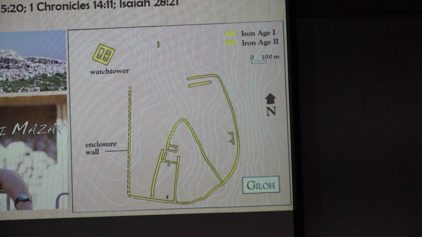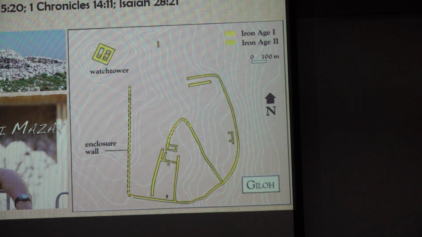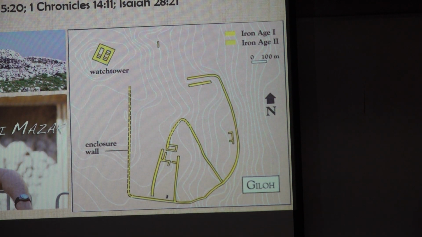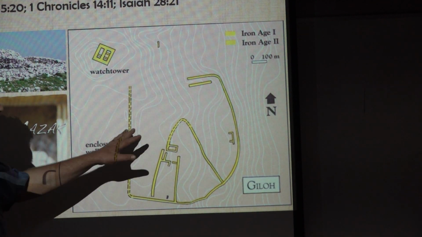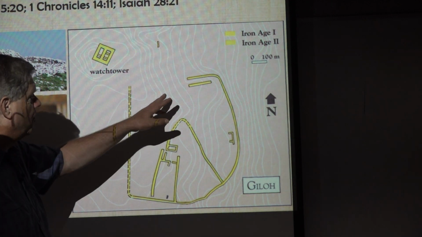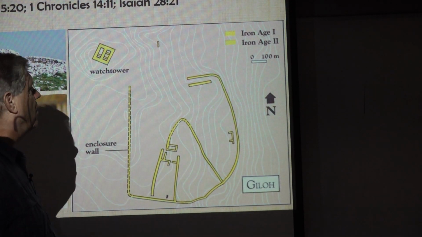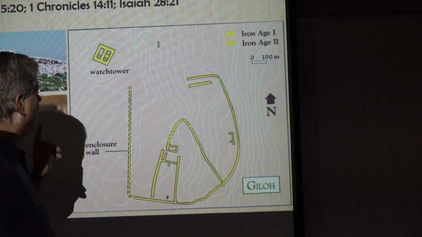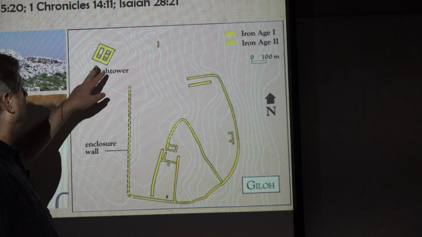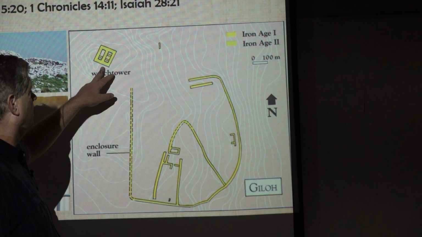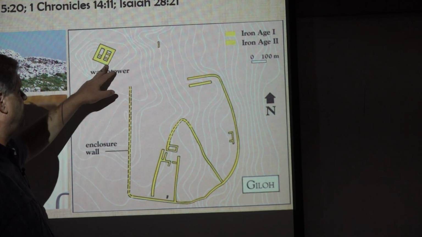Gilo was actually, it's an ancient name, but it actually isn't related to the site, but it's called Gilo nevertheless. Gilo has, again, a kind of a perimeter wall, and there were some houses that, again, poorly preserved, just sections of walls. But 2 things here that are important. One is an Iron 2 watchtower that was built probably in the 8th century.